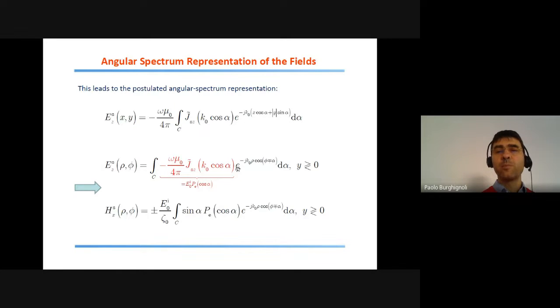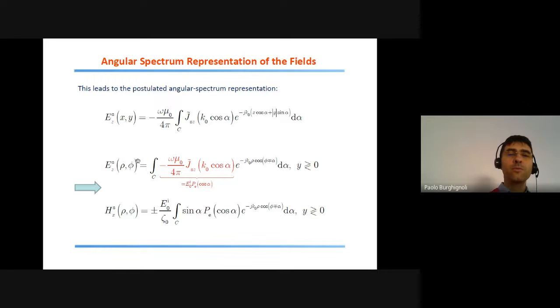Now, this exponential can be written more compactly by writing the exponent as being proportional to rho times the cosine of phi minus or plus alpha. But what's more important, we may recognize that this term in red here is a function of the cosine of alpha, which is equivalent to what we have written before as the amplitude of the incident wave times the function p sub e of cosine of alpha. So basically, this kind of integral is a modified version of an inverse Fourier transform in which we have introduced an angular variable of integration and in which we can recognize the angular spectrum function p sub e.